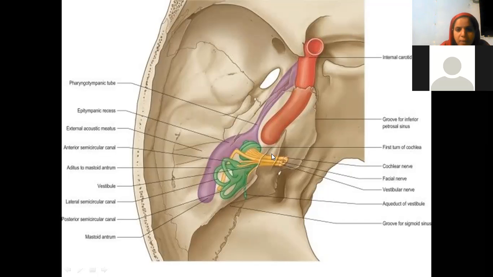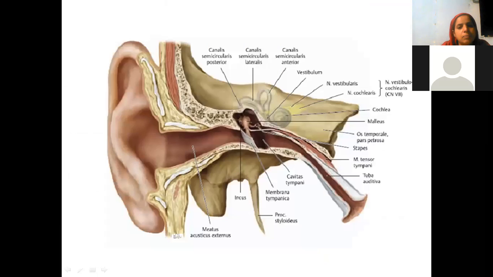This is the internal acoustic meatus where you have the vestibulocochlear and facial nerves, isn't it? This is the internal ear outline which has been shown. Semicircular canals, cochlea.